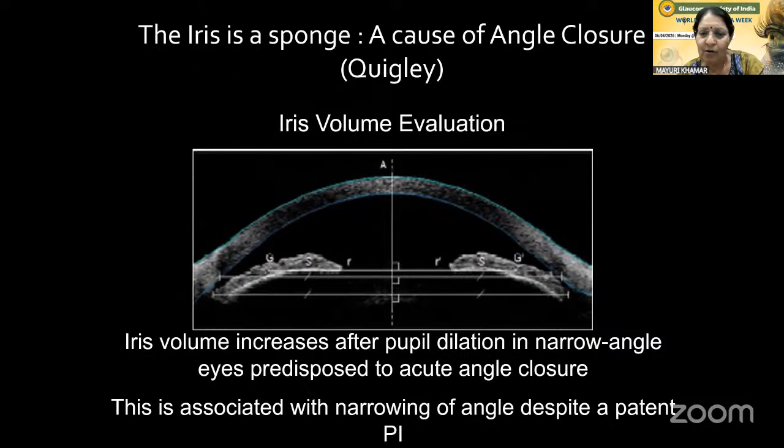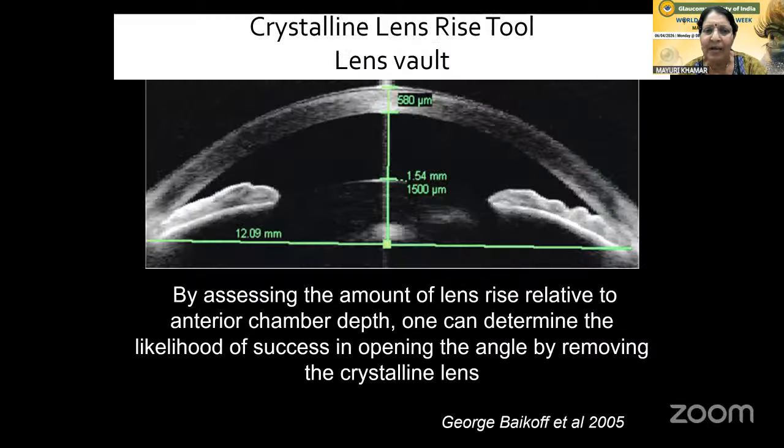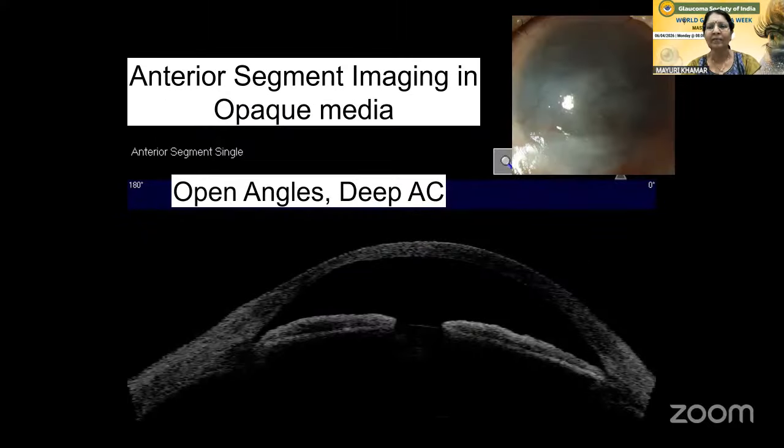Again, iris volume and configuration can be calculated. Iris volume increases after pupil dilatation in narrow angle eyes, which predisposes to acute angle closure glaucoma. So this is also one of the things, but more for academic purposes. Lens vault can also be calculated using this technique, and then one can determine the likelihood of success in opening the angle by removing the crystalline lens.